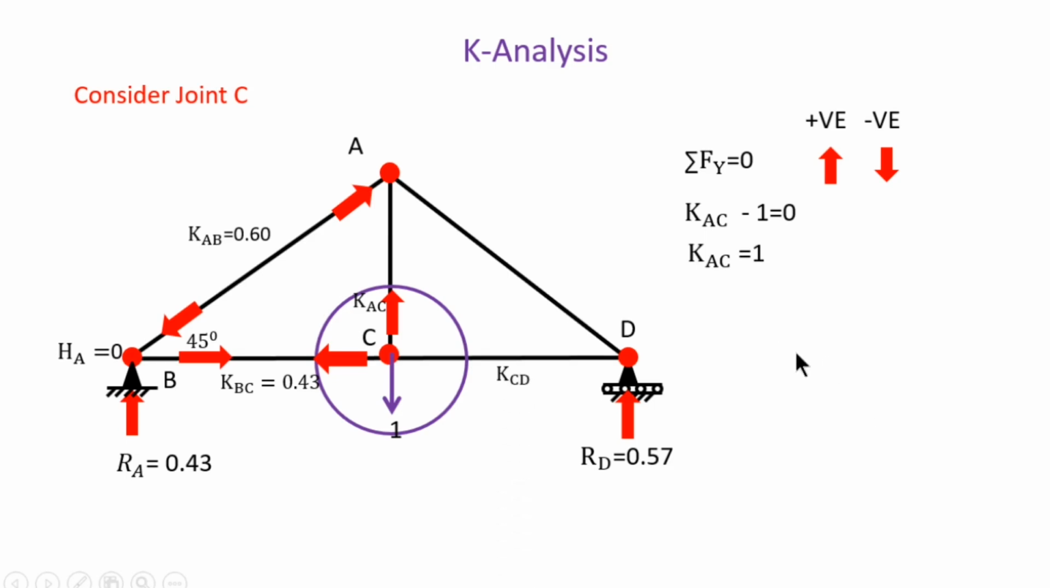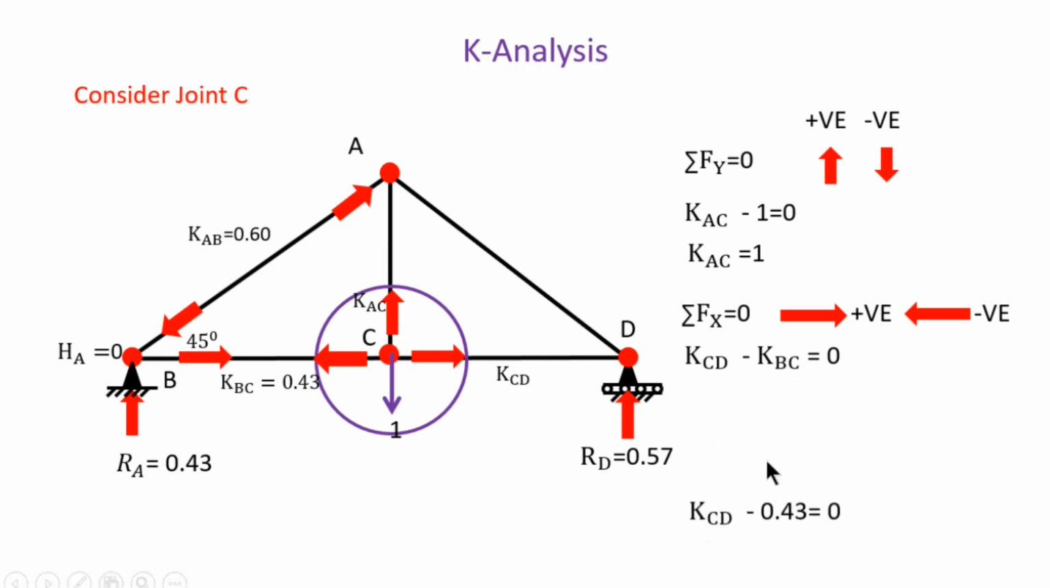The next force is KCD, and assume the direction of KCD is away from the joint. So now again apply the sigma Fx condition: towards right plus and towards left minus. So KCD is towards the right, that is why it is a plus, and KBC is towards the left, that is why it is a minus, and that is equal to 0. So put the value of KBC as 0.43. So KCD is equal to 0.43.